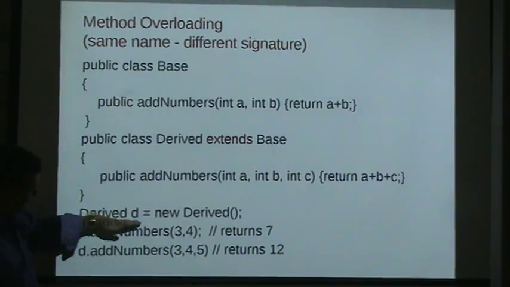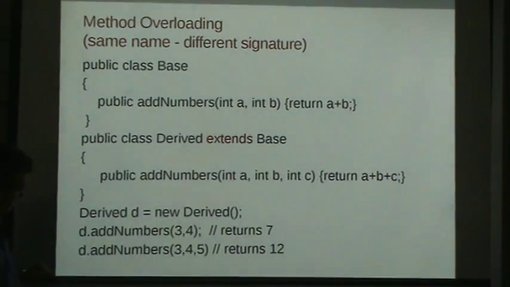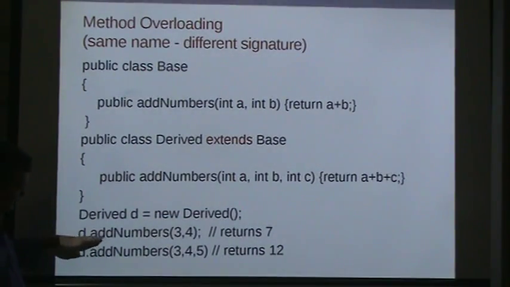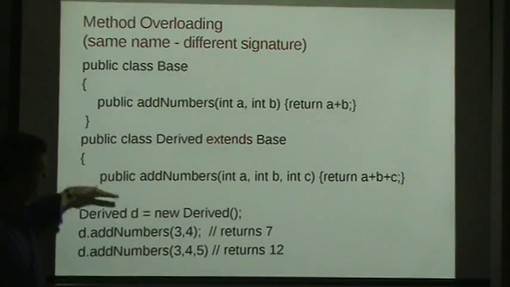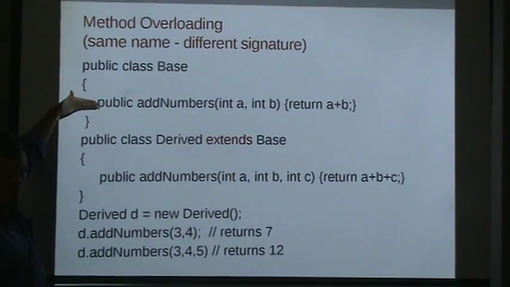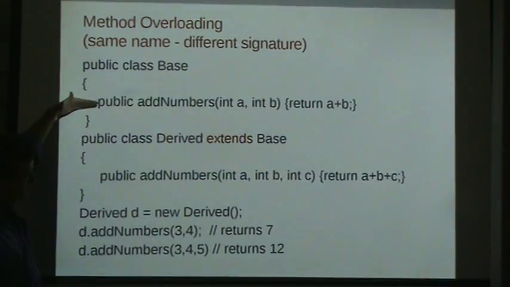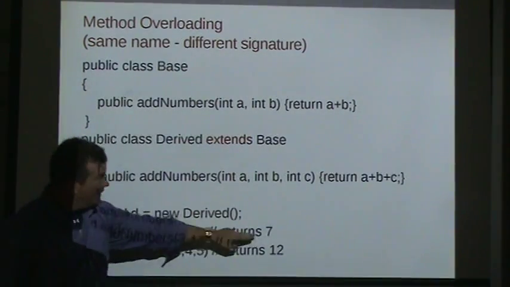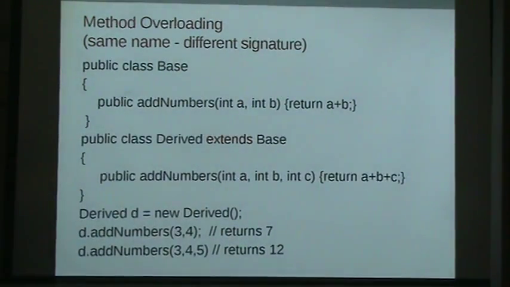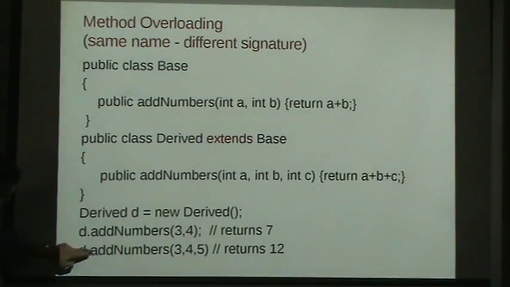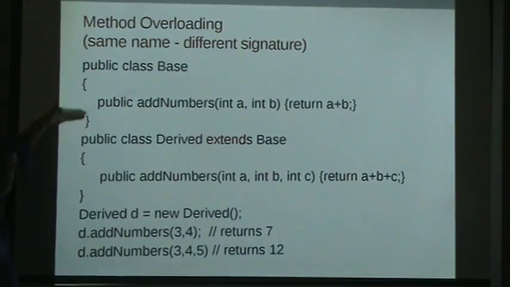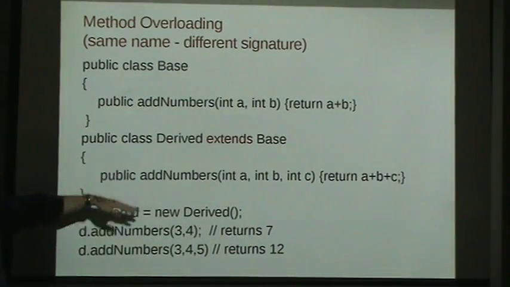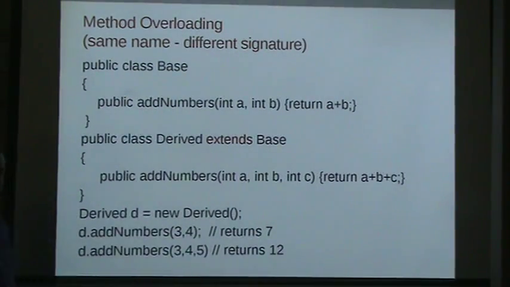So if we created a derived object, and then called the derived object's addNumbers method and gave it two inputs, it would know to call this one, because that's the only one where the signatures match. It would call this one, add the two numbers together, and return a result. If we called the derived object's addNumbers with three parameters, it knows to call this one, not this one, and it would return these three numbers added together.